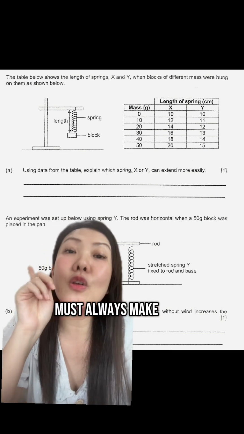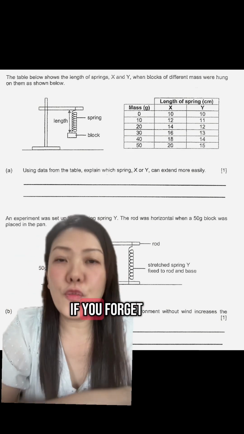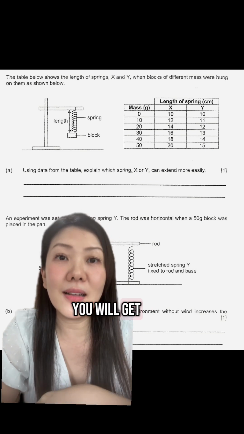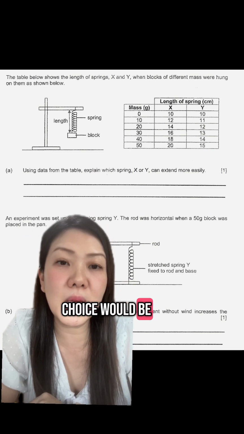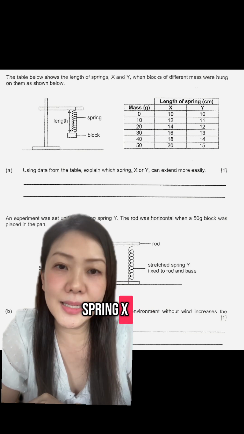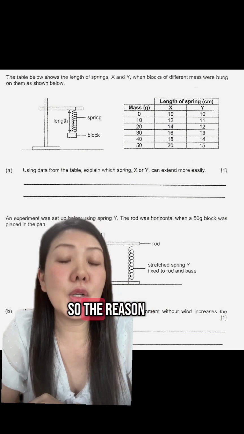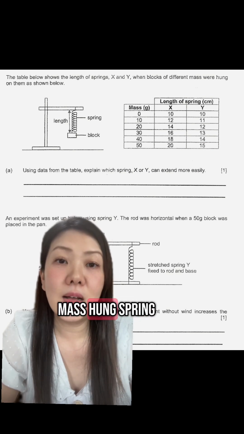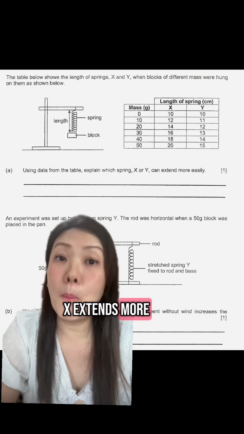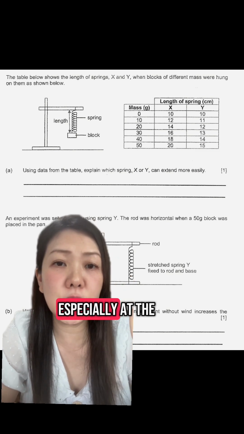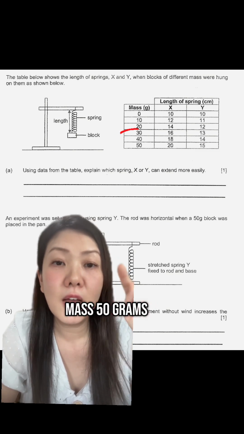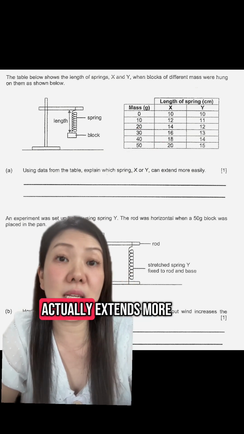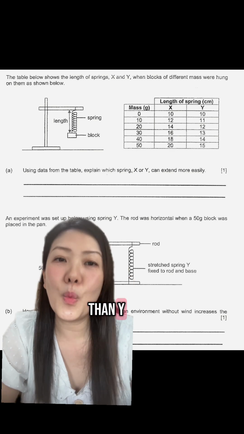So first, we must always make a choice. If you forget to make a choice and you go straight into the explanation, you will get a 0. Because my choice would be spring X, right? So what's the reason? So the reason is for the same amount of mass hung, spring X extends more. So you can see, especially at the mass 50 grams, 40 grams, when we have the same mass hung, spring X actually extends more than Y.